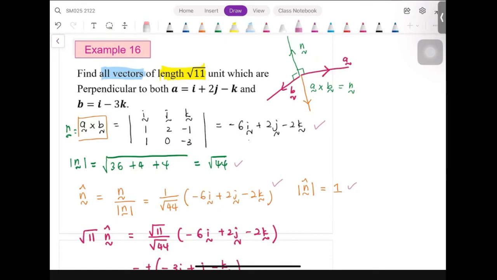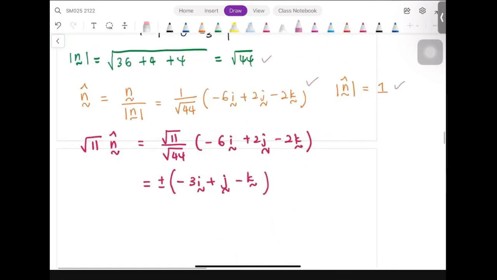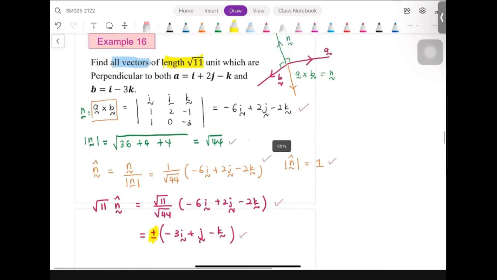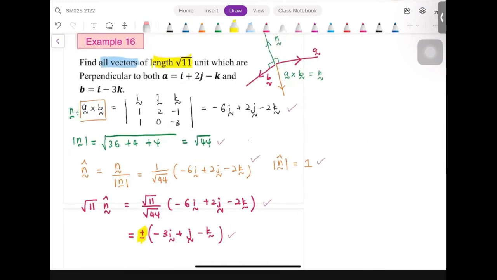Since the question asks for √11, I just straight away multiply our unit vector by √11 to get the specific length the question asks for. So just multiply it by √11 and simplify. But then consider both directions of our normal vector, so we have to put plus minus at the front of our answer. Alright, so this is for example 16.